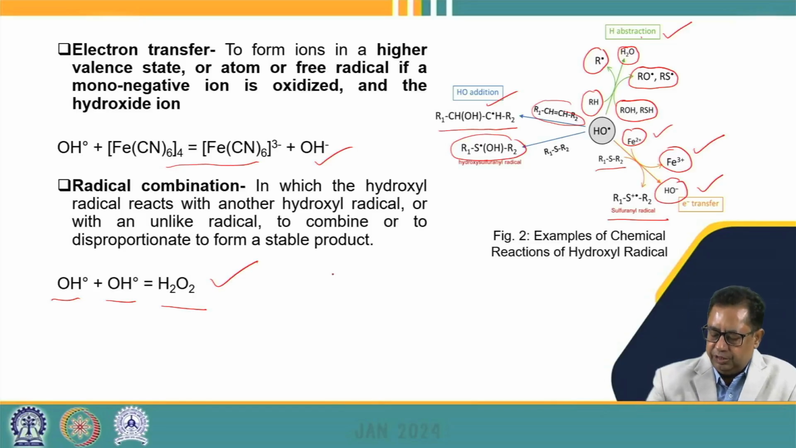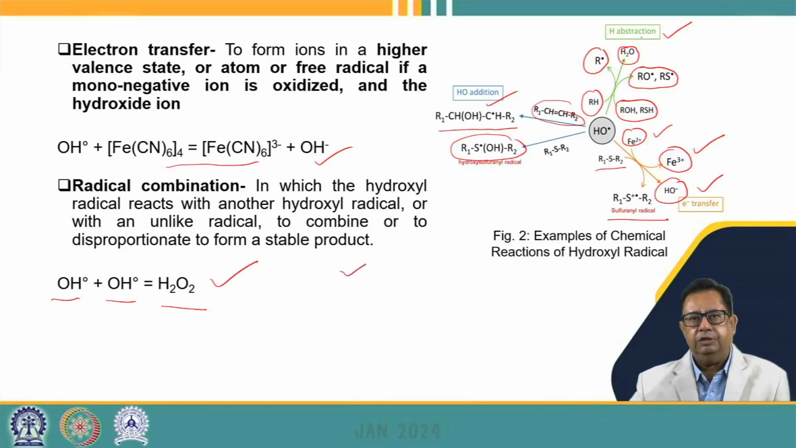So, the radical combination is not a process where the degradation of the organic compound is taking place, but it is rather a combination of two dot OH radicals and they can form H2O2, right? Though it has a lesser oxidation potential, it still has an oxidizing potential which can further react with the organic compounds. Okay.